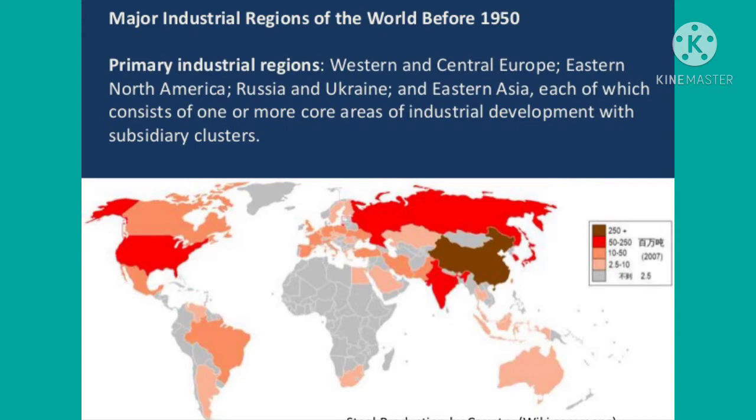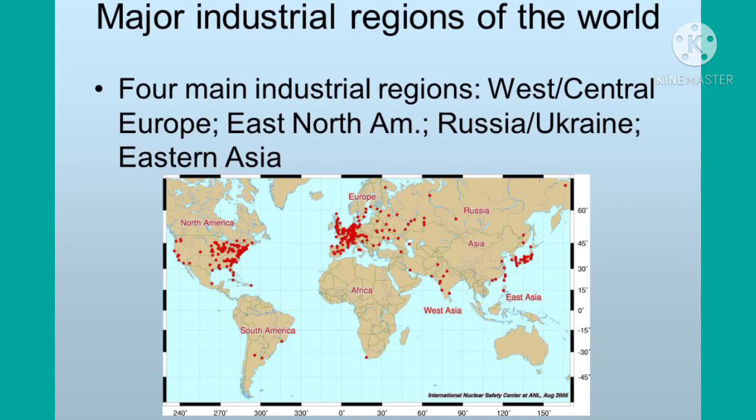Next is the Eastern Europe area, in which we can include the Russia and Ukraine region. In Eastern Asia, Japan, South Korea, Malaysia, China, India and Taiwan. And after that, Australia and New Zealand are also some industrial regions.